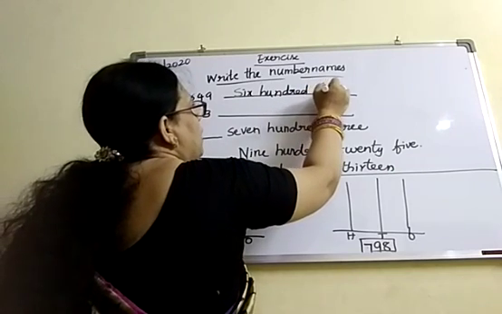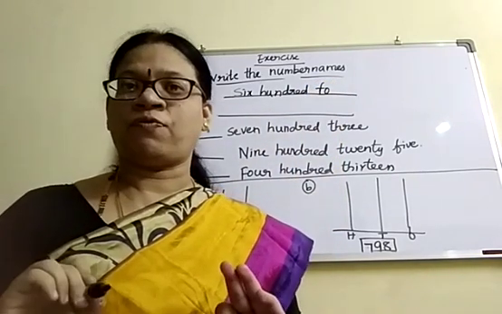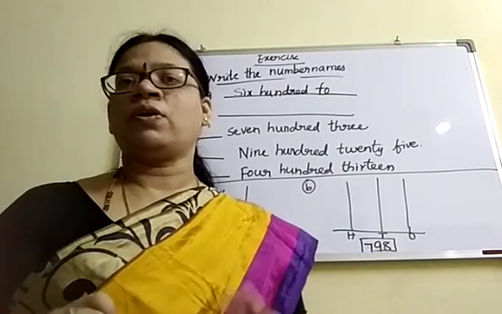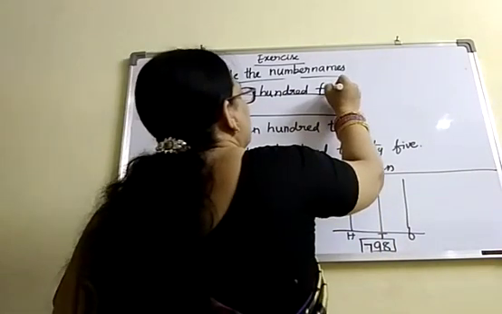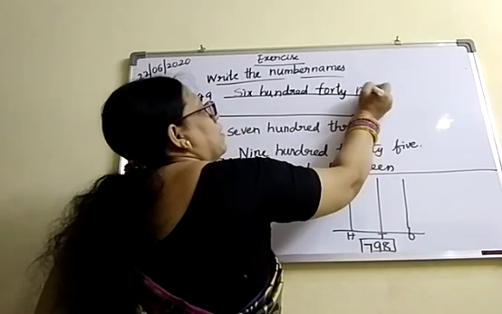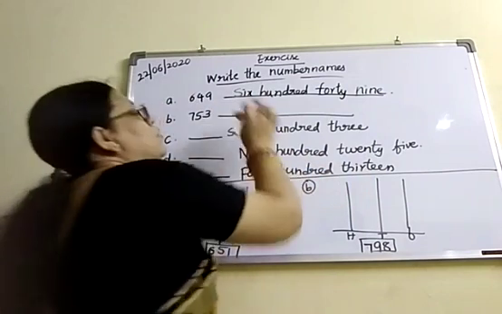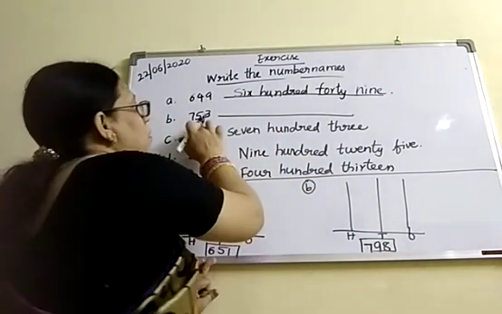Then 49. Forty spelling: many children will write F-O-U-R. You should not write F-O-U-R for 40. It is F-O-R-T-Y. 49. Like this, first you have to read the number, then you can write easily.